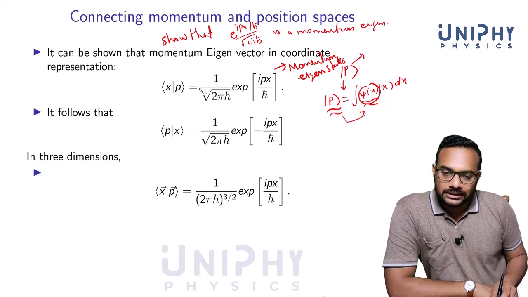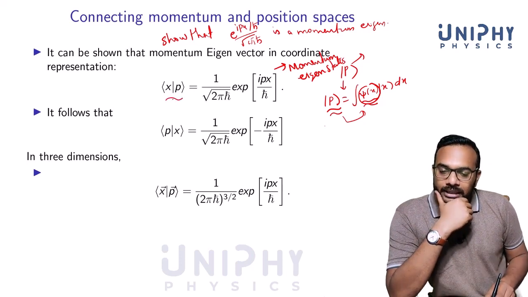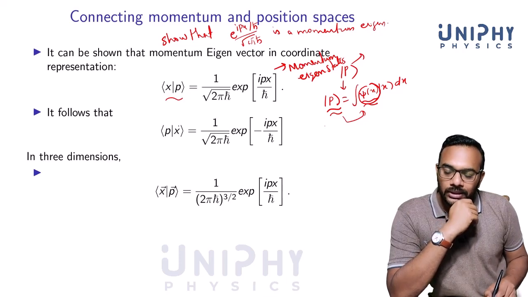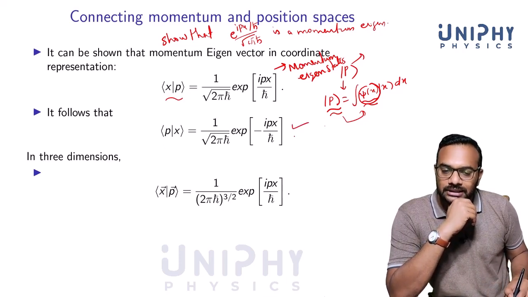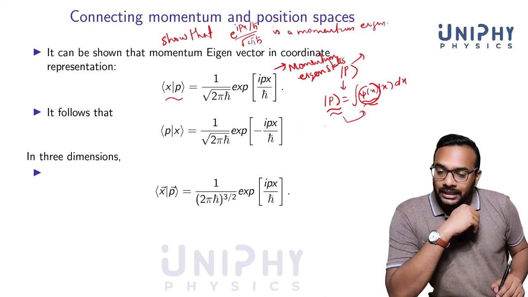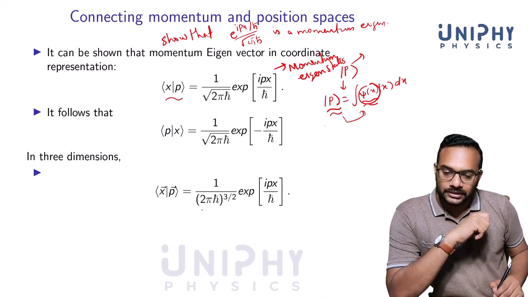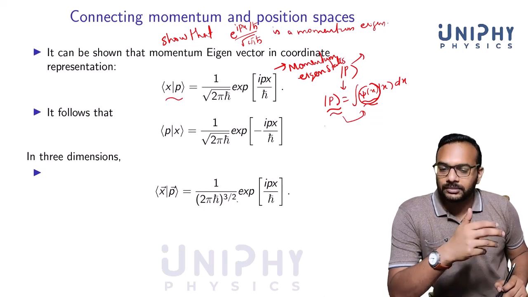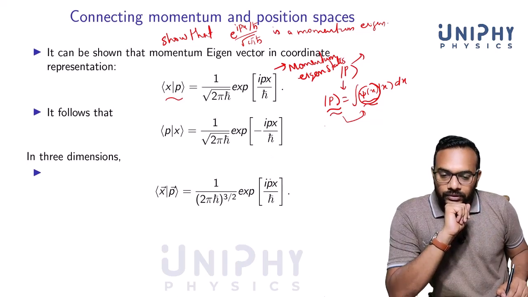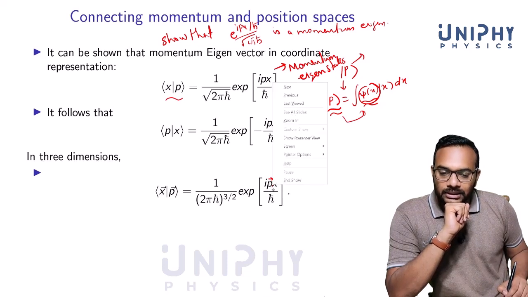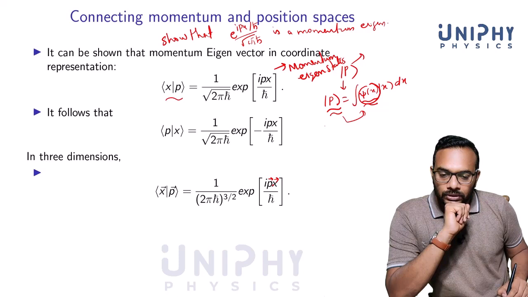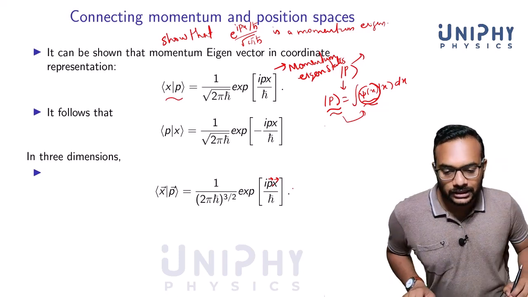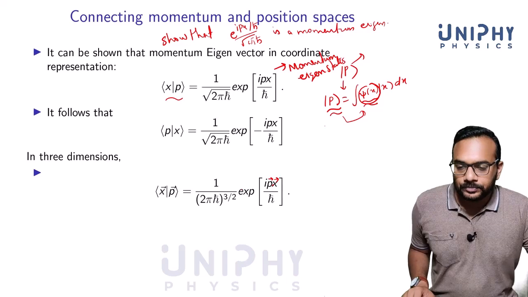Similarly, if this is proven, if we find this bracket xp, you can call it, then px is just the complex conjugate of this, and we have it here. In 3 dimensions, this 1 by square root of 2 pi h cross becomes 2 pi h cross raised to 3 by 2, for obvious reasons, because there are 3 dimensions. And here, I'm sorry, we have a p vector dot x vector divided by h cross. So I should correct that. That's in 3 dimensions.